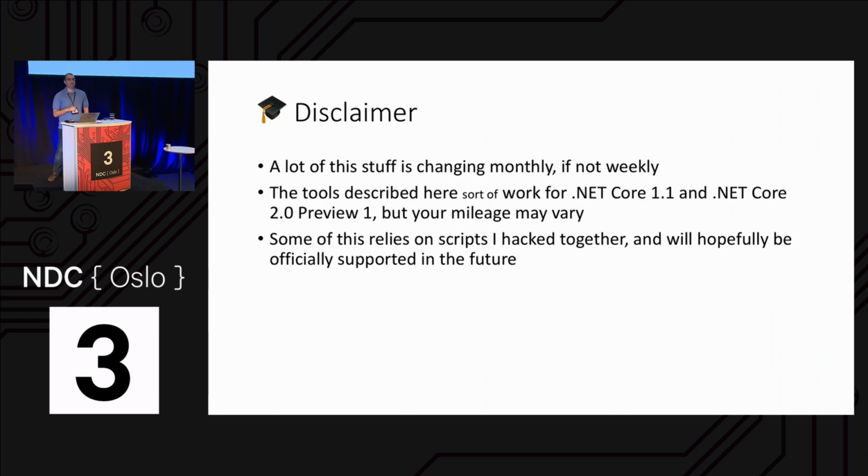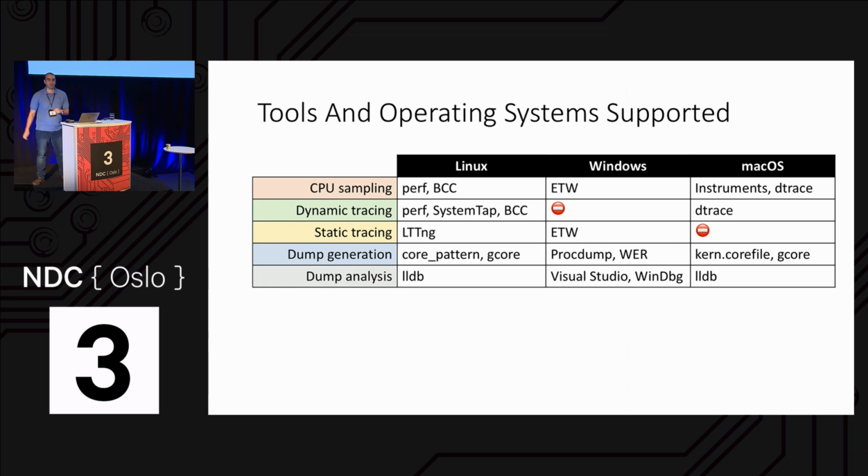Again, like I've said, this is changing pretty quickly, sometimes monthly, sometimes weekly. So again, this sort of works and has been tested with .NET Core 1.1 and .NET Core 2.0 preview. And if it doesn't work next week, it's not my fault as much. And some of this is actually built on top of tools and scripts that I had to hack together a little to get them to work, but it's all in the slides, and hopefully you should be able to replicate these results if you actually need this in production.